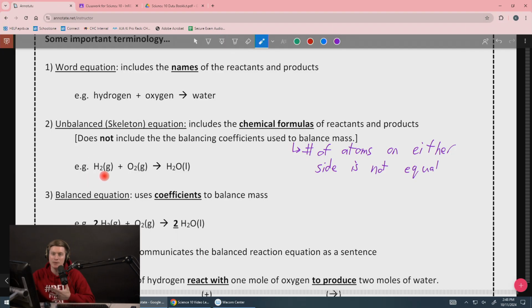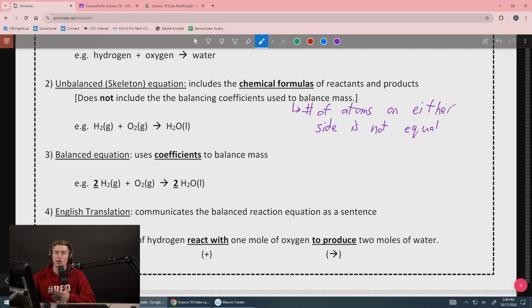This is the same equation as what's written above. Hydrogen plus oxygen gives us water. This tells us the states of our reactants, both of these are a gas, and the state of our product, which is a liquid. A balanced equation uses coefficients to balance mass. This word coefficient, which I'm going to highlight in green, refers to the numbers to the left of our formulas. This tells me that I have 2 hydrogens react with 1 oxygen to produce 2 waters.